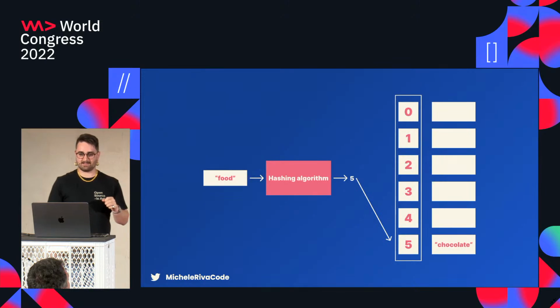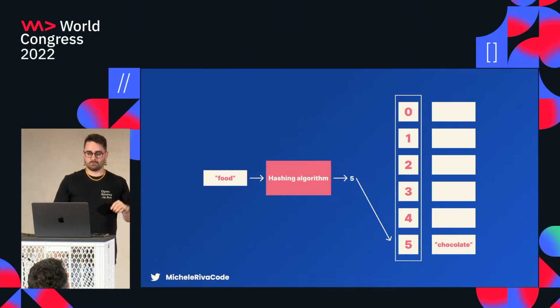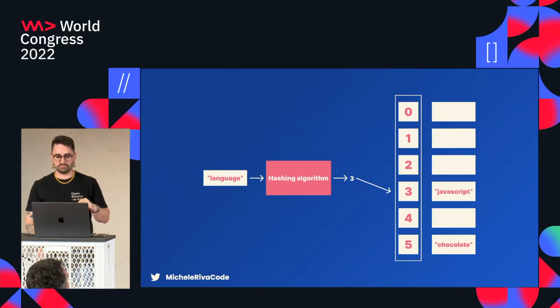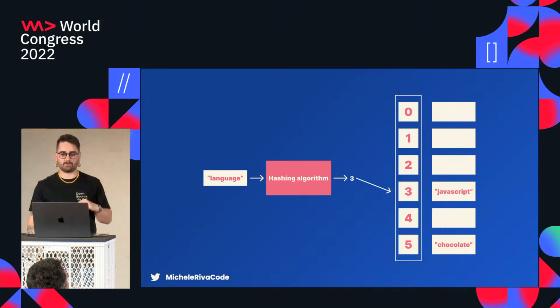So let's say we hash the word food. It will result with the number 5. So we will store food in index number 5, so 6th position in the array starting from 0. So we hash the key and store the value. We do the same for language. Gives us 3, so index number 3. Book gives us 4, index number 4, then color, then animal, and city.